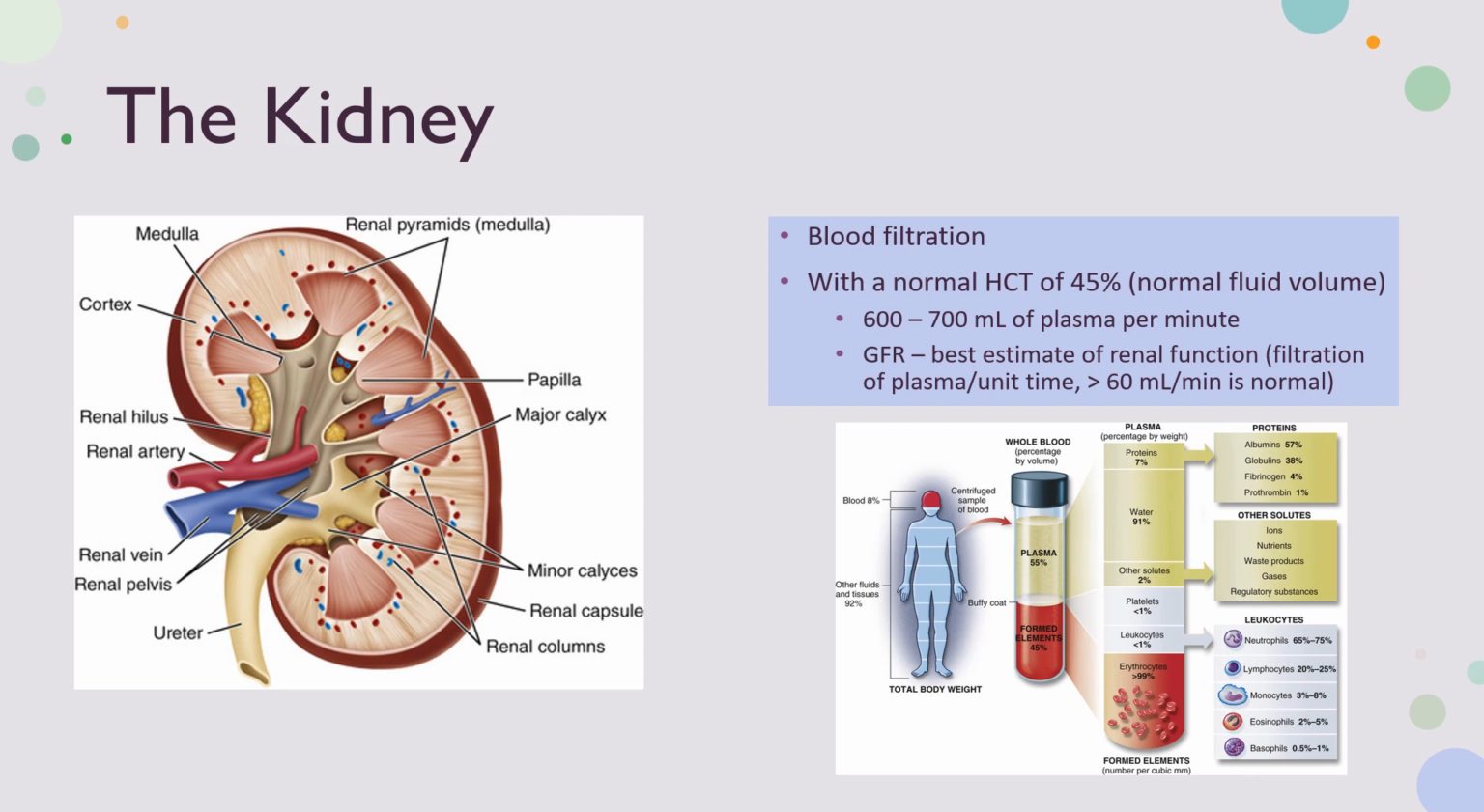When a normal hematocrit is present, the kidney receives approximately 650 milliliters of plasma per minute. Now, this is the amount of plasma that goes through the nephron. This relates to the lab value known as GFR, or glomerular filtration rate. It is considered the best measurement of renal function due to the relationship of renal blood flow.